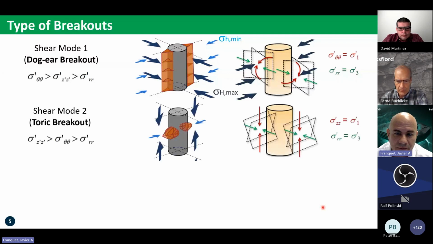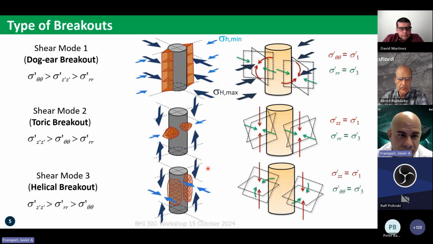This is a more detailed image of the three types of breakouts. So in mode one, the dog-ear breakout, around the wellbore, the tangential stress is the maximum principal stress, and the radial stress is the minimum. So the shear happens in this plane, and that's why you get the breakout in these areas, in the direction of the sigma h min.